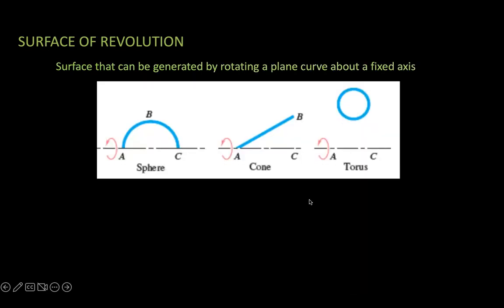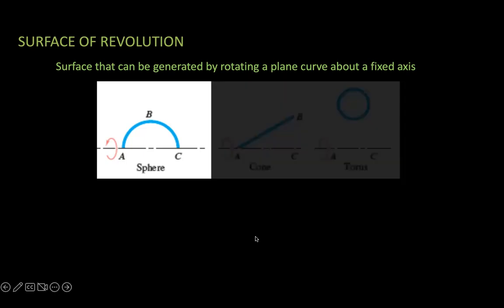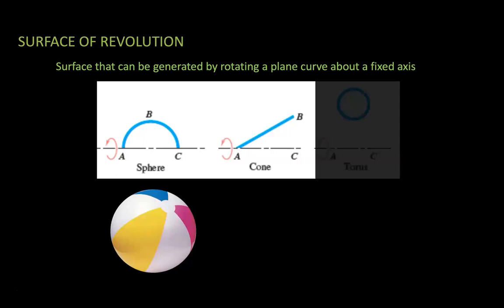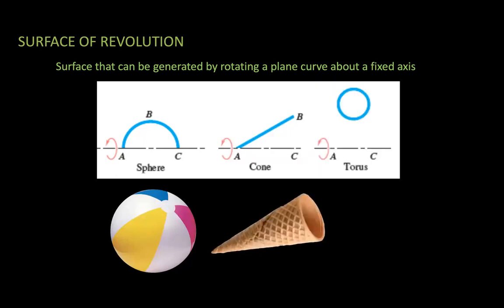First we'll be talking about surface of revolution. This is a very key concept. A surface of revolution is a surface that can be generated by rotating a plane curve about a fixed axis. Examples of these: if you rotate a semicircle, you get a sphere. If you rotate this line, you get a cone. If you rotate a circle, you get a torus. We can see a hollow sphere in the form of beach balls, hollow cones in the form of ice cream cones, and then hollow toruses, as in this diagram of a hollow torus over here.